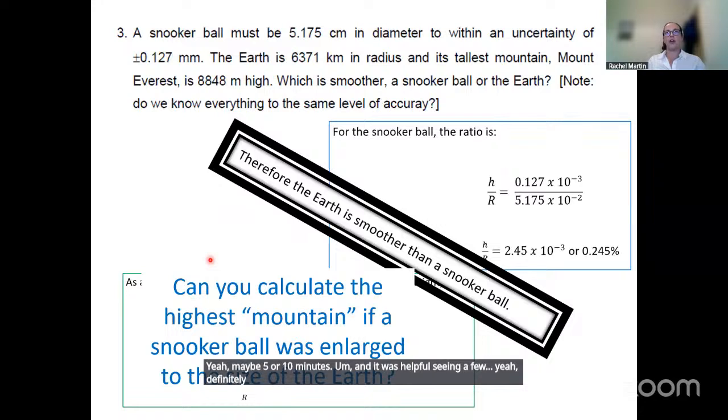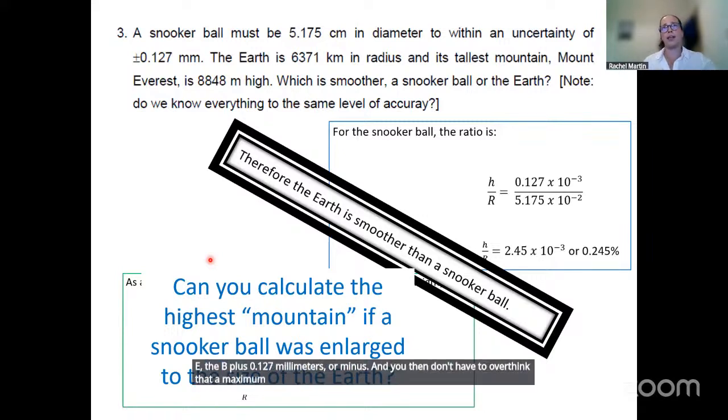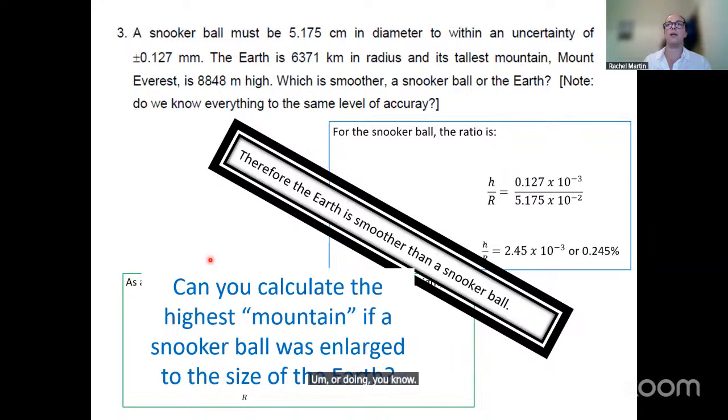Yeah, definitely. I think a common theme is people noticing the plus and minus uncertainty, but this question is just saying that the absolute maximum uncertainty on the snooker ball could either be plus or minus 0.127 millimeters, and you then don't have to overthink that a maximum could be right next to a minimum. It's like the manufacturer is just giving that uncertainty. And there are some questions in A-level physics, for example, if that's what you're sitting next year, or doing mock exams this summer, that just give you the uncertainty from the manufacturer.